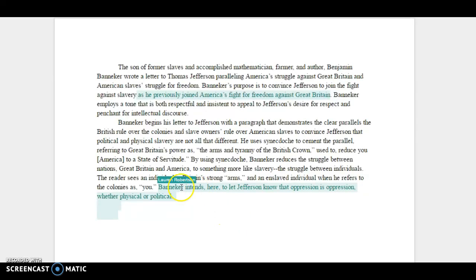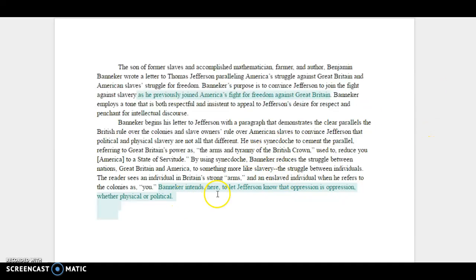Here we go. The reader sees an individual in Britain's strong arms. So we think of Britain as one person with arms, and an enslaved individual when he refers to the colonies as you. So we think about the arms as Britain, like the arms of one person, and we think about America as being like this enslaved person, because Banneker refers to the entirety of America as you, as if it's one person, but it's not.